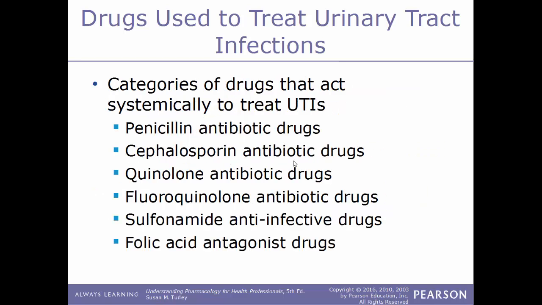And here are some categories of drugs that will act systemically on a patient to help treat UTIs. There are the penicillin antibiotic drugs, the cephalosporin antibiotic drugs, the quinolone antibiotic drugs, fluoroquinolone antibiotic drugs, sulfonamides, anti-infective drugs, and folic acid antagonist drugs. And we'll talk about a few of these categories here.